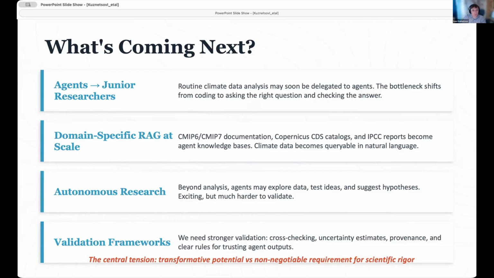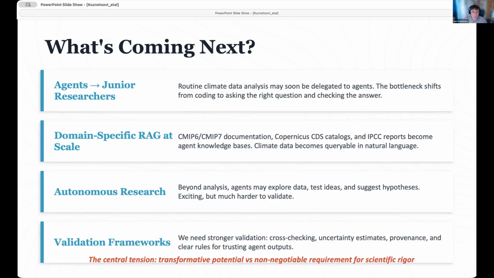So let me finish with four short points about what may come next. The first, agents may reach something close to junior researcher level on routine analysis tasks quite soon. That means the bottleneck shifts from coding to asking the right question and checking the answer. The second, RAG systems will likely connect to much larger climate knowledge bases, including IPCC, Copernicus catalogs, and model documentation.